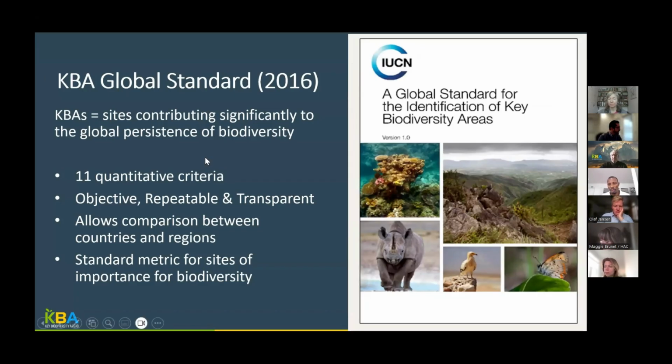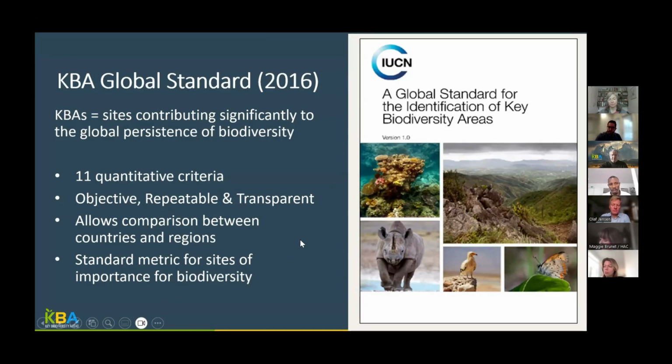The criteria used to identify key biodiversity areas were published in 2016. There are 11 quantitative criteria, and unlike many of the other approaches that are used to identify important sites for biodiversity, they use quantitative criteria, which means that a KBA is comparable in any country across the world. So it allows comparisons between sites and regions, and as a result, it's been picked up and is being used as a standard metric for sites of importance for biodiversity in the Sustainable Development Goals.